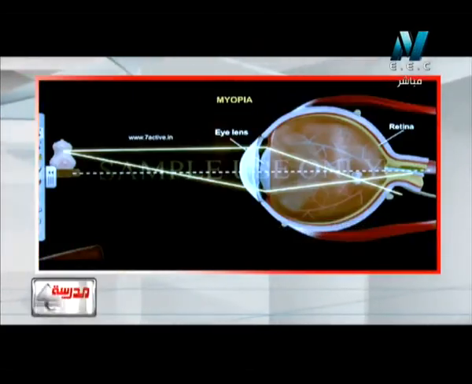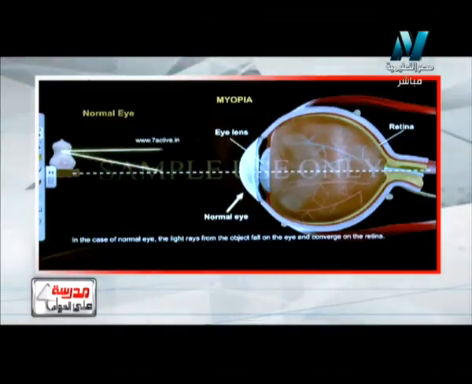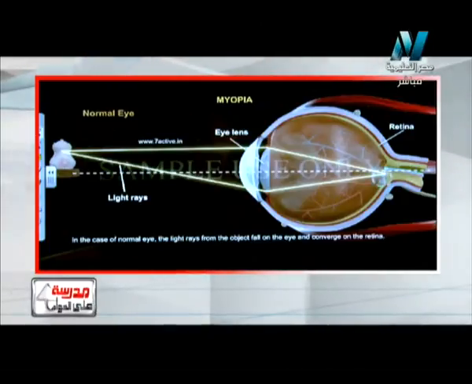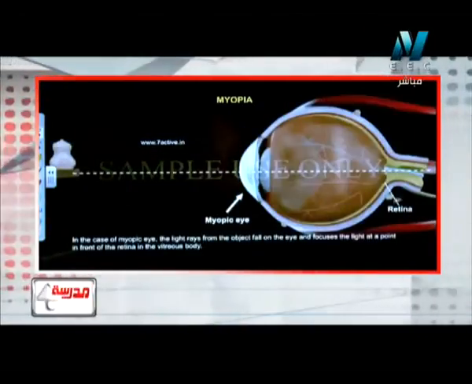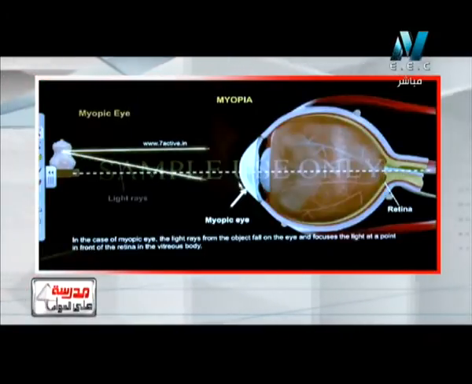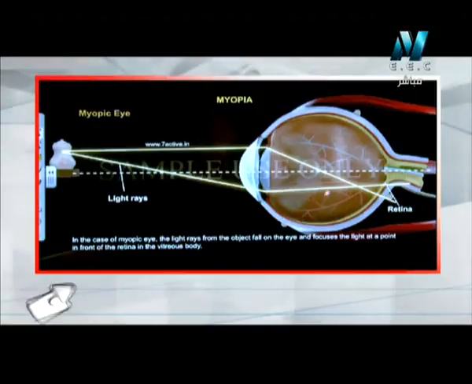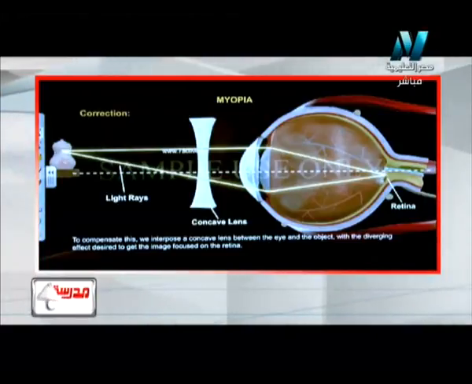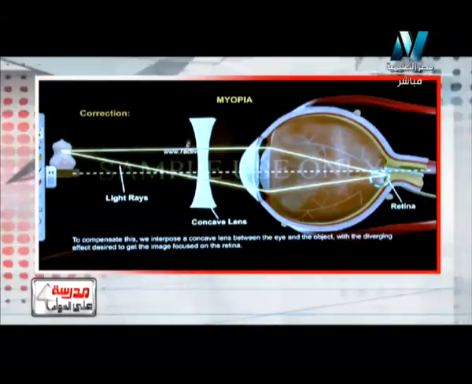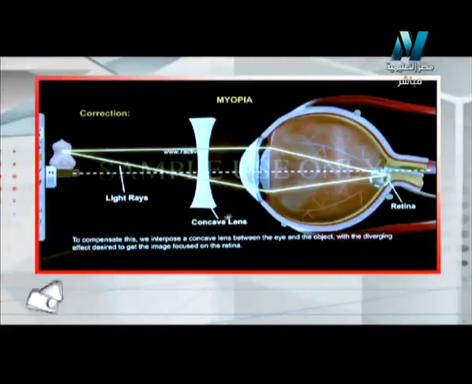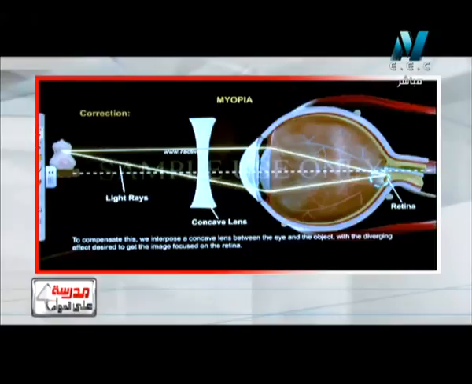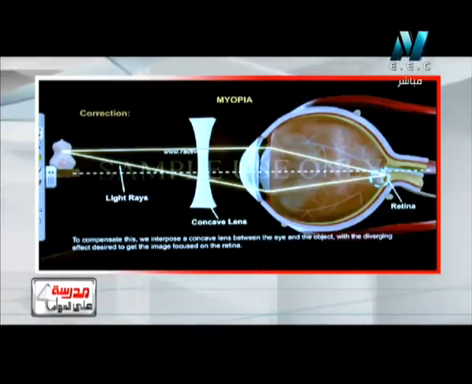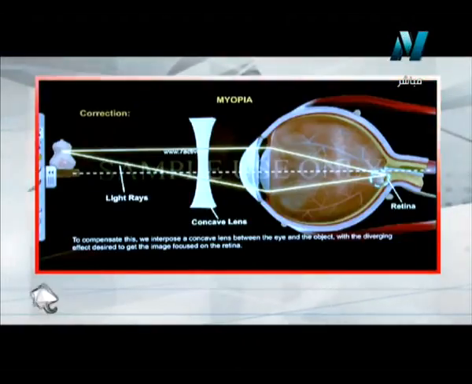At the same time, the image should be formed on the retina in a normal person, as you see on the right side of the lens. But in a short-sighted person, the image is formed before the retina. And we correct the sight here by using a concave lens to diverge the light rays to form the image on the retina, because we know a concave lens diverges the light rays.